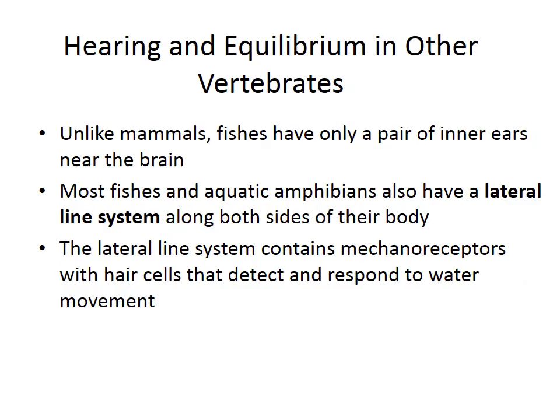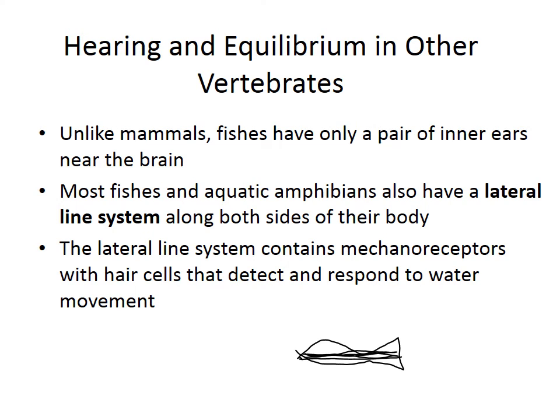Unlike mammals, fishes have only a pair of inner ears near the brain. They don't have external ears. Most fishes and aquatic amphibians also have a lateral line system along both sides of their body. That would be the line that you see in the center of the fish. So if this is a fish, so this line that you actually always take out before eating it.